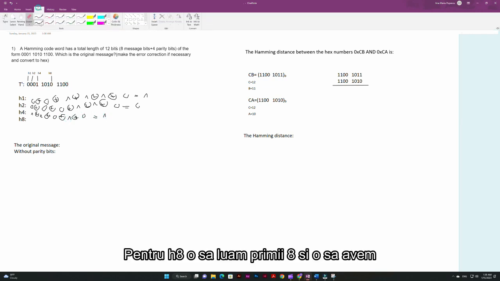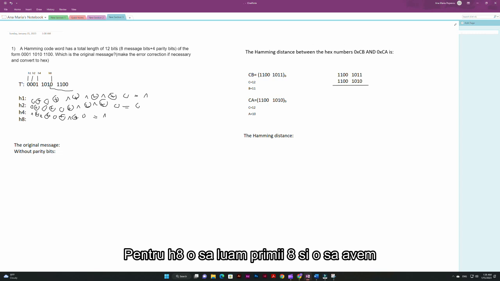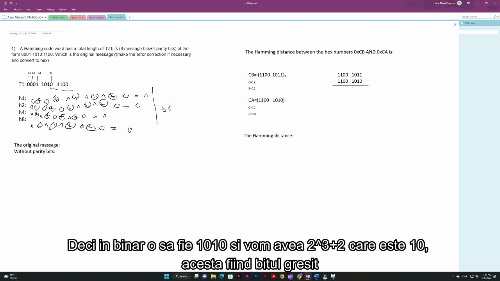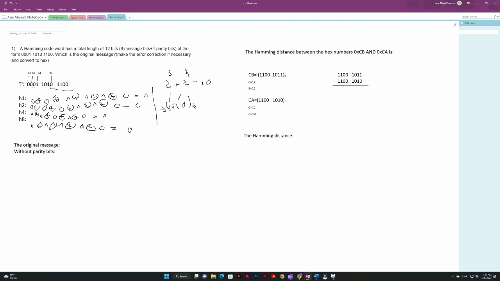And for h8, we start from h8 and we'll take the first 8 numbers, and we have 0, mod 1, mod 1, mod 0, mod 0, and this is 0. So the number is 1010 in binary, and we'll have 2 to the power of 3 plus 2 to the power of 1, which is 10, and bit 10 is the wrong one, and we will have 1, 2, 3, 4, 5, 6, 7, 8, 9, 10.